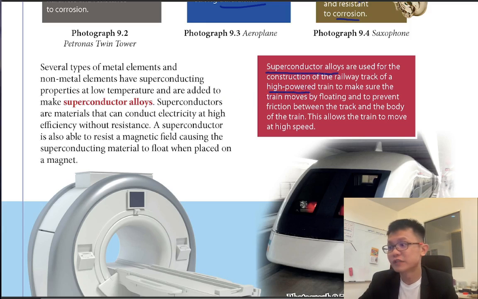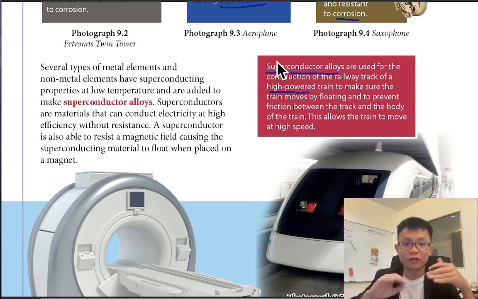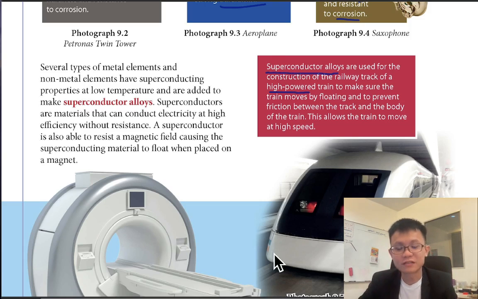So instead of using the normal wire that we use, it actually uses a superconductor, so the electricity can go into the train, because the train needs to go very far. When the train needs to go very far, you need to give the train electricity. But when the train goes very far, it is very difficult to give electricity because of resistance. This one we will learn later, that every wire has resistance.